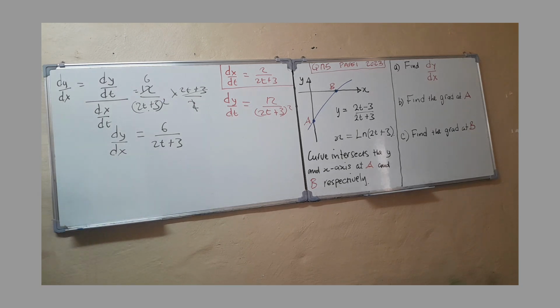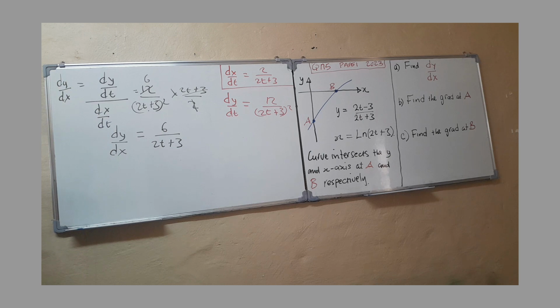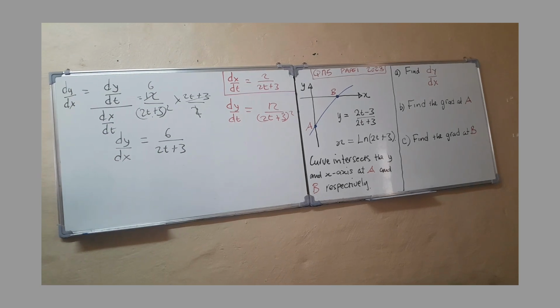Look at the route we had to follow. We went through the chain rule to differentiate our x. We went through the quotient rule to differentiate our y. Then we went through parametric differentiation to finally get our dy/dx. It's time to go to the next question now.